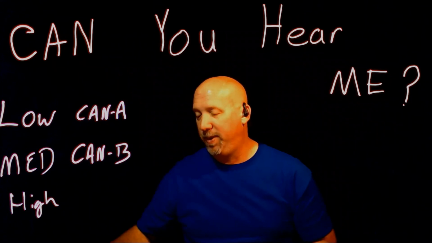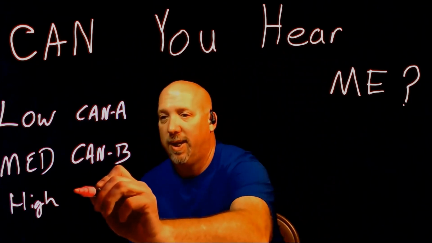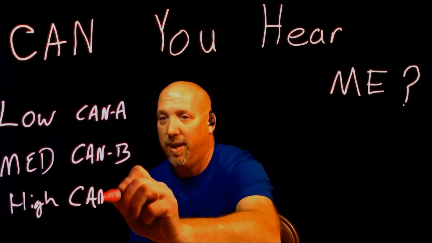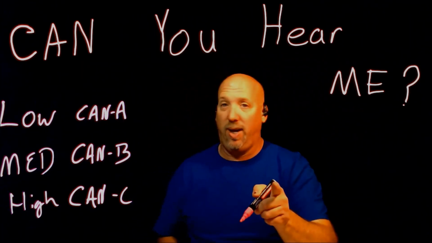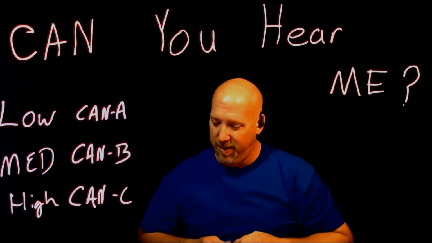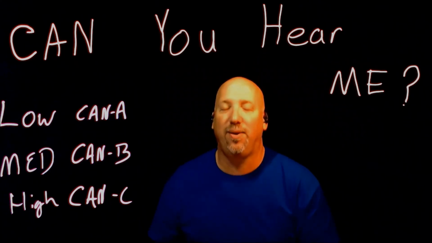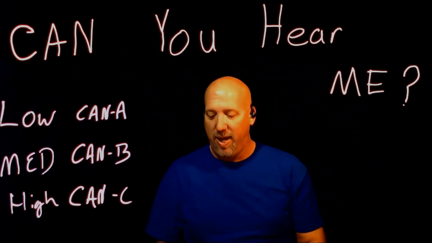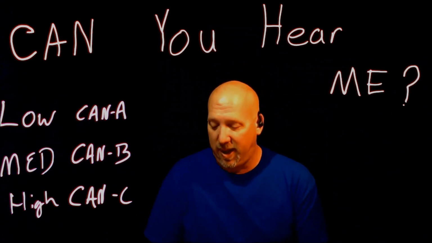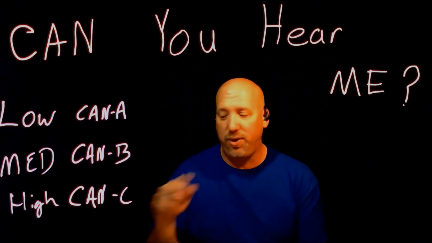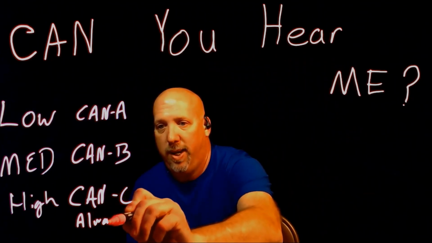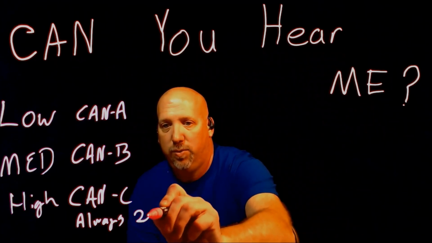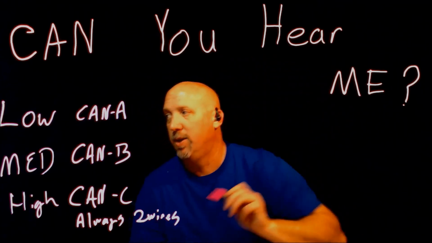Then we have our high-speed CAN. This is going to be, guess what? If you said CAN C, you're correct. This is another category for high-speed bus communications. This is 250 to 1,000 kbps, kilobits per second. It's always a two-wire network. Always two wires.